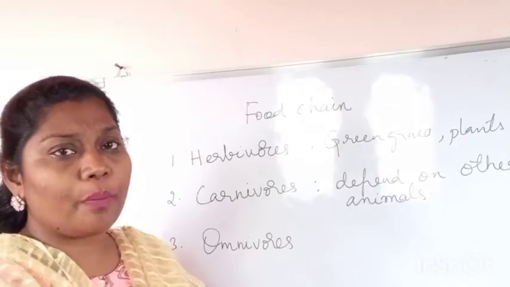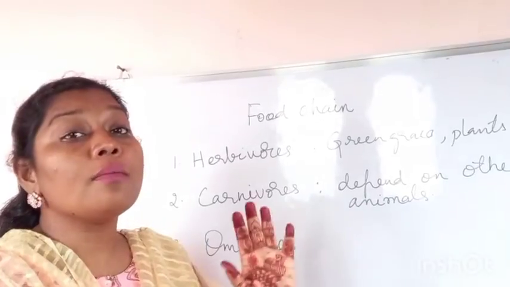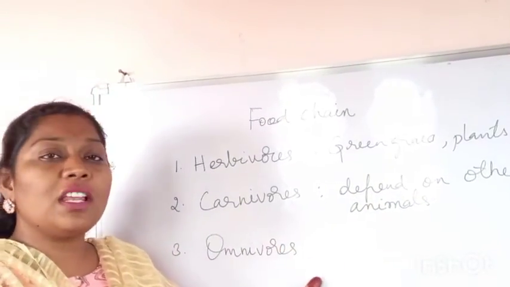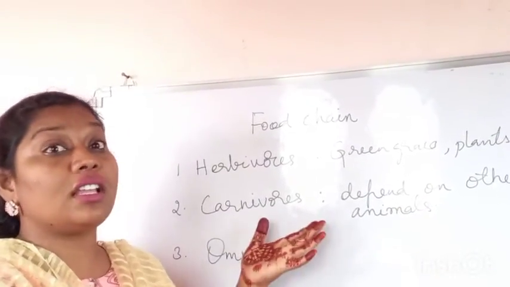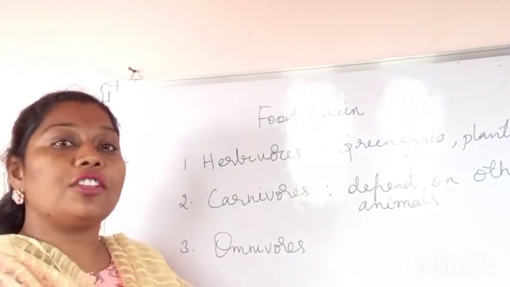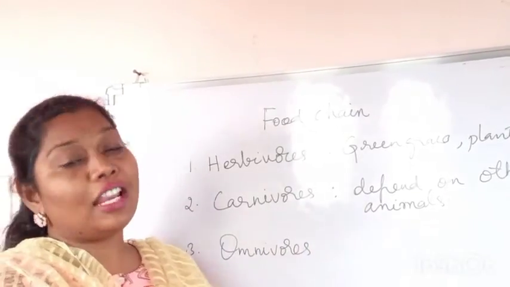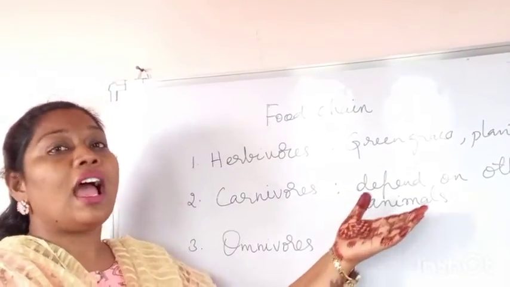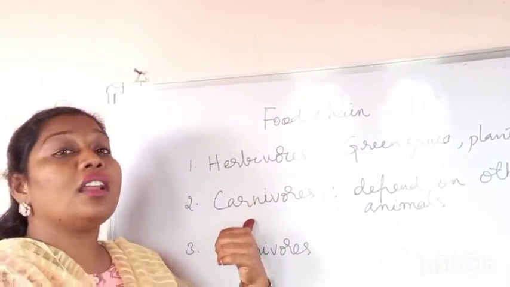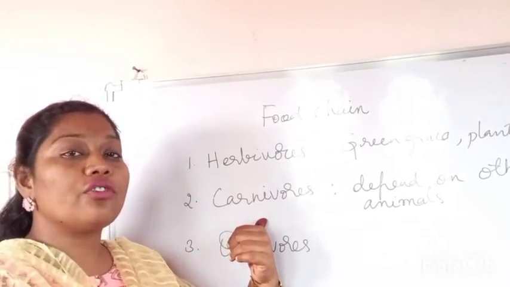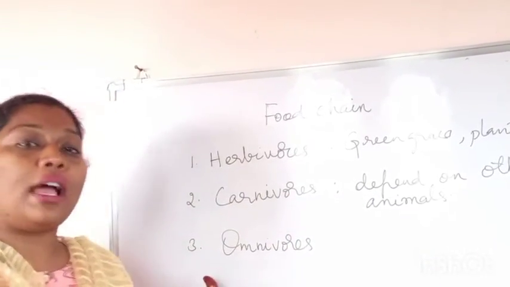Simply, carnivores can be said to be flesh eaters. Flesh-eating animals are, for example, lion, tiger, leopard. Yes, all these are animals. Mostly the carnivorous animals which live in the jungle depend on other animals for food. Such animals are called carnivores. What are those called, children? Carnivores.